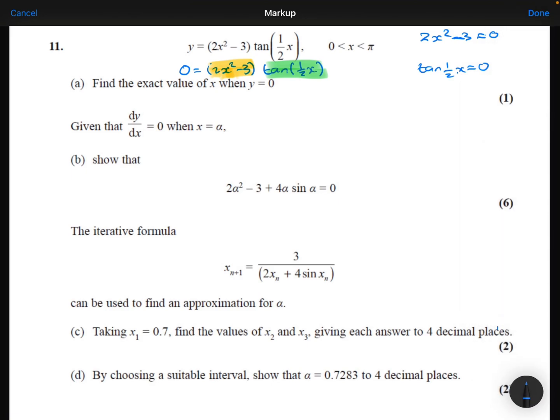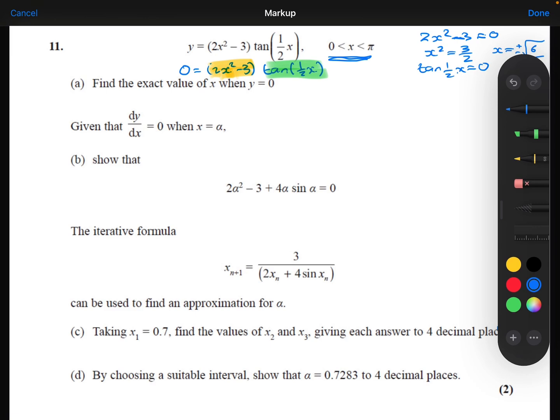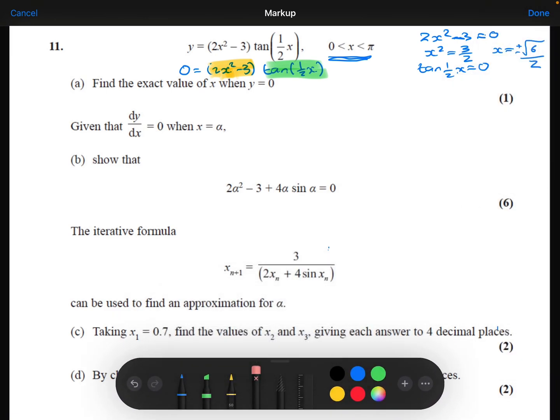Now the first equation, I can then say that x squared equals 3 over 2. Square rooting both sides, I find that x is equal to plus or minus root 6 over 2. The square root of 3 over 2 is root 6 over 2. Now x has to be a positive number, between 0 and pi, so I can ignore the negative and just give my answer as positive root 6 over 2.